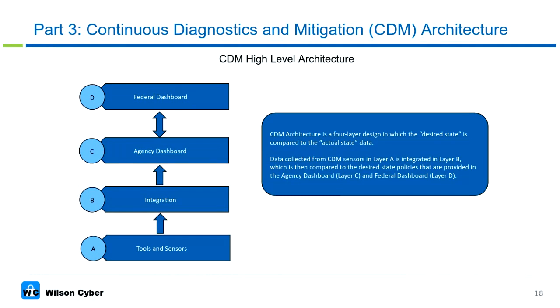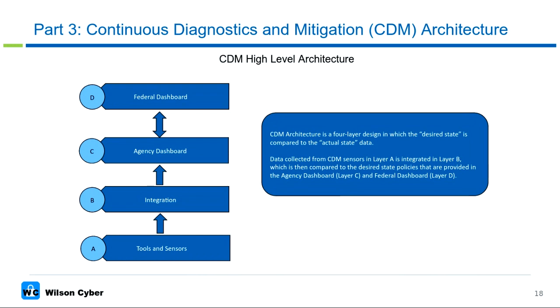So let's look at the high-level architecture of the CDM capability. There are 4 levels, starting with the tools and the sensors at level A. Those tools and sensors collect information based on the CDM requirements of what's on the network, who's on the network, how's the network protected, what's happening on the network, and how's the data protected. So we have tools and sensors that collect that information.